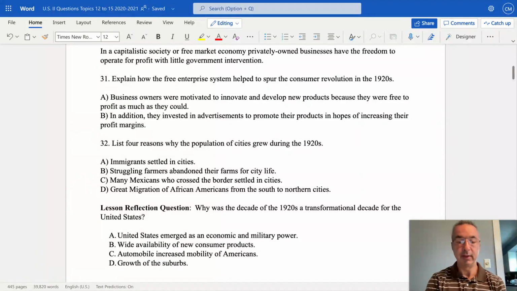And some of the possibilities here for the lesson reflection. The United States emerged as an economic and military power. We had a wide availability of new products. The automobile increased mobility for Americans, and we saw a tremendous growth in the American suburbs.